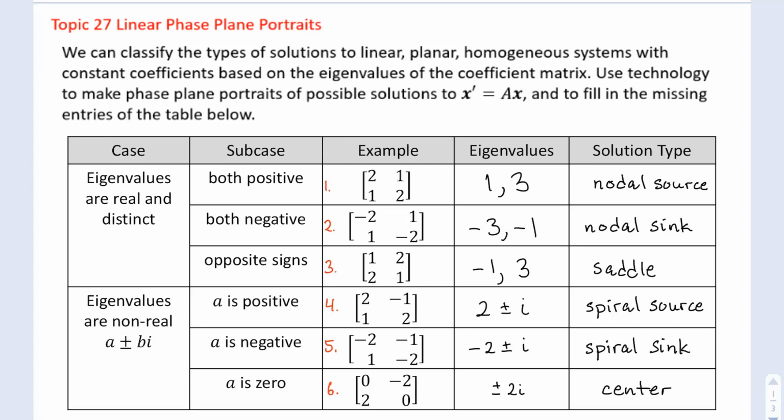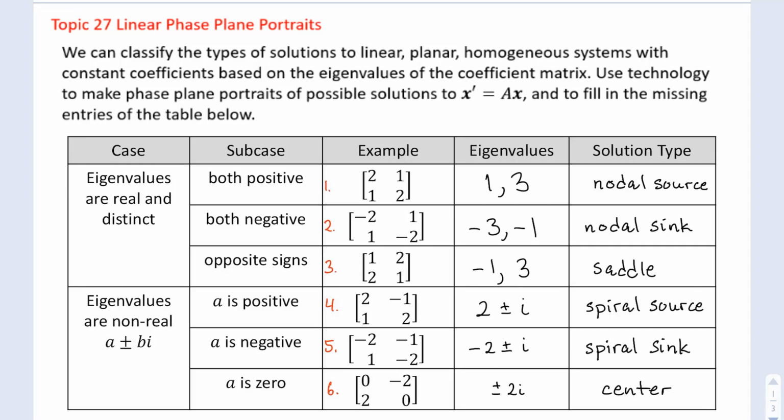I have gone ahead and actually filled in this table. In your notes, you'll see the last two columns are blank. I've also taken the liberty of numbering the examples 1 through 6. And I simply used Wolfram Alpha to find the eigenvalues. It was really fast. And then the solution types I filled in ahead of time, but we're going to see why we use these names for the different kinds of solutions in a moment.